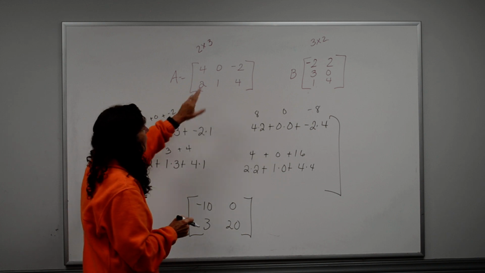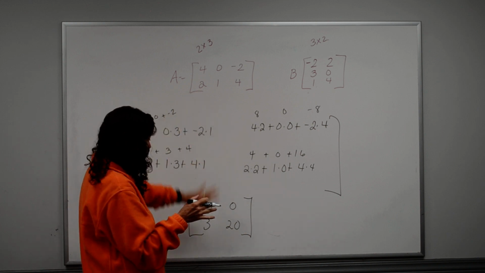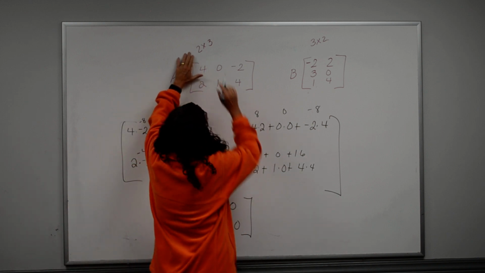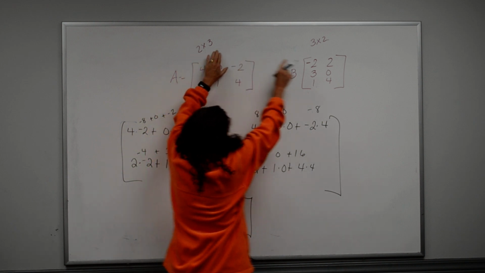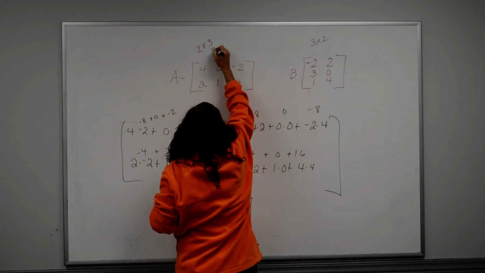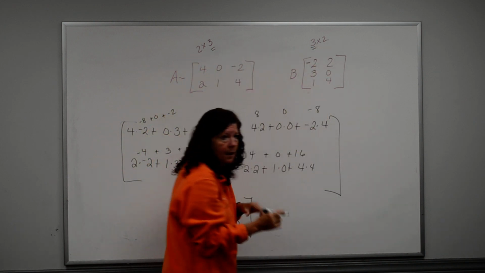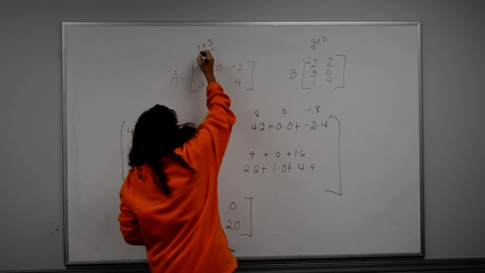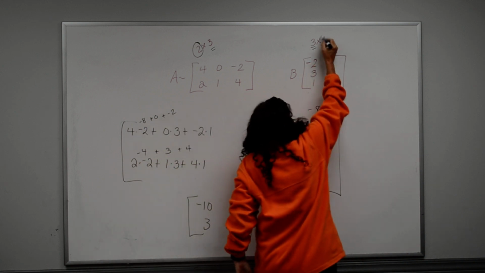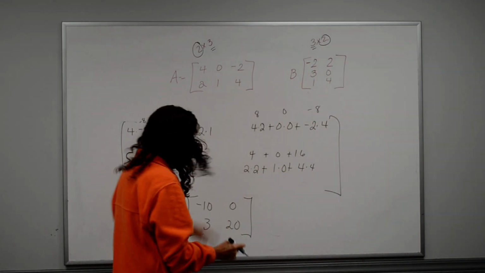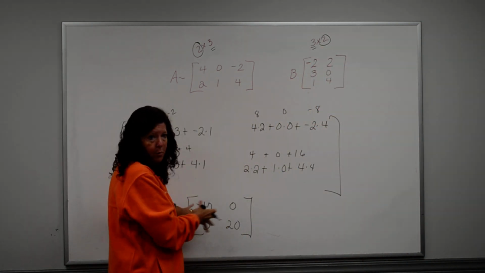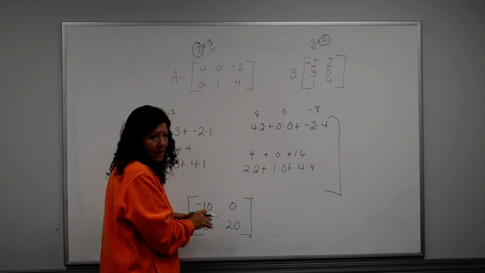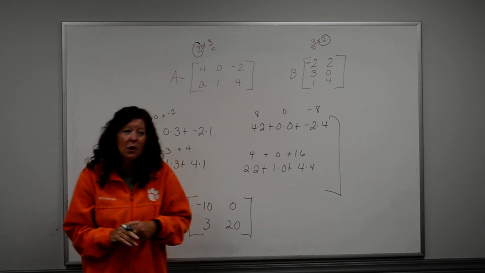Okay? Now, I know that that's going to be the right dimensions because this one is a 2 by 3, this one's a 3 by 2. I look to make sure that I can do it by comparing those middle terms. If they match, I can do it. The result is going to be your outside terms. The result is going to be a 2 by 2, which is what we have. Okay? Yes, no, maybe? Okay.